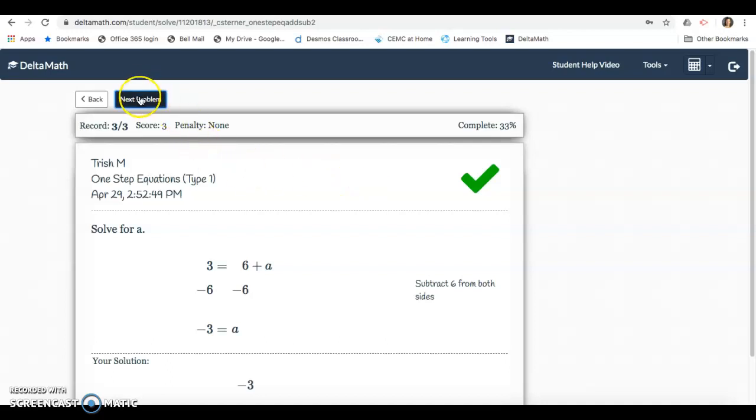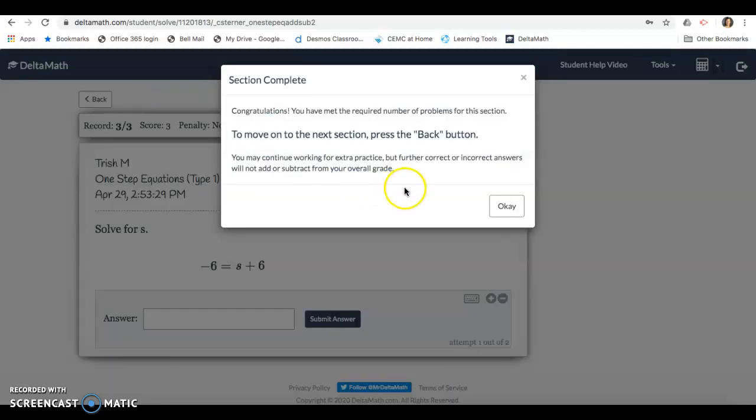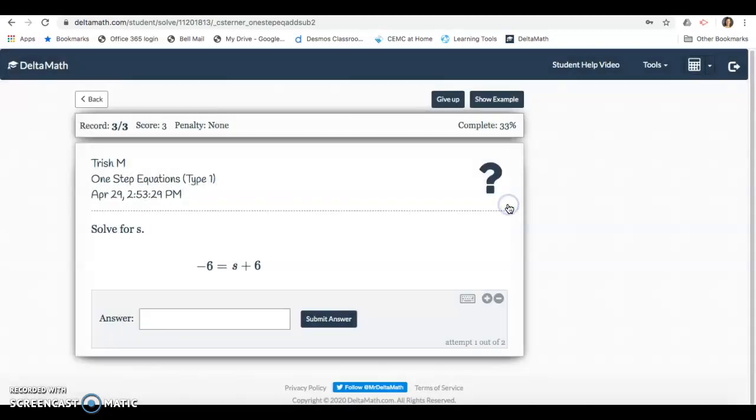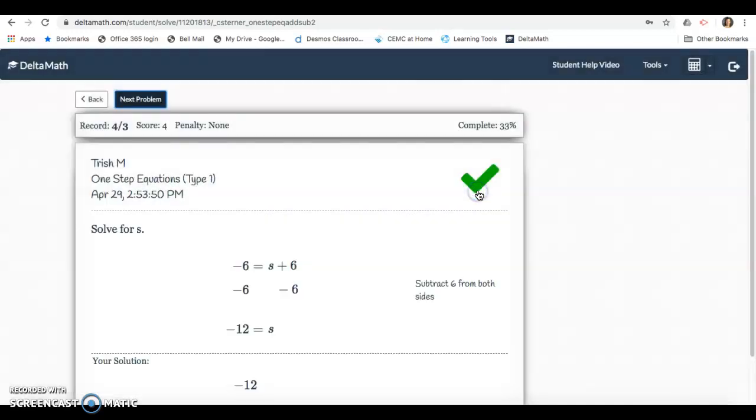Now, what if I kept going? So next problem. You're going to get this message and it says, congratulations, you have met the required number of problems. To move on to the next section, press the back button. Okay, I can still answer this question. So if I wanted to subtract 6 from both sides, I'd get an answer of -12. I submit that. I got it right, okay? My completion rate is still 33%. My record now, though, is I've done 4, and I was only required to do 3. So you can do extra problems if you would like.